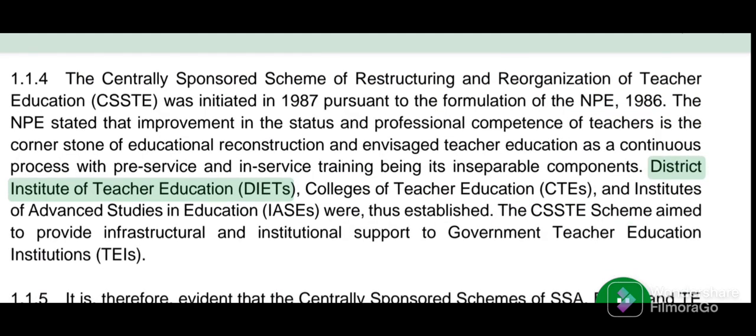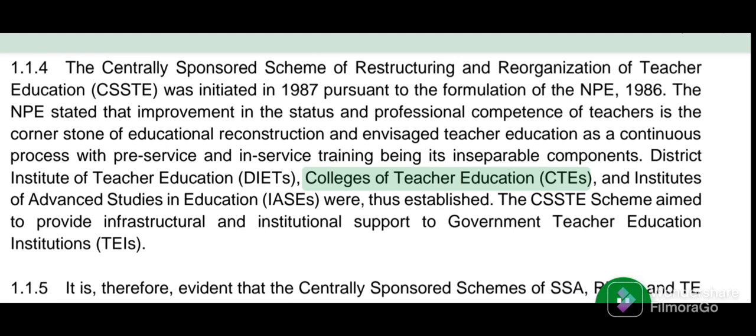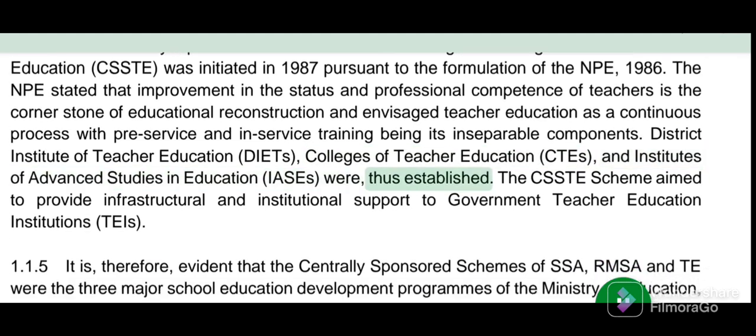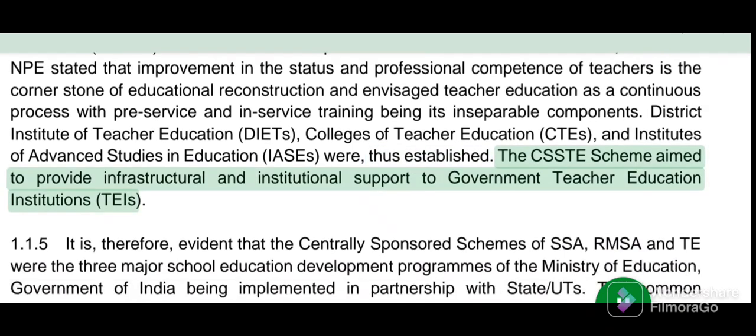District Institutes of Education and Training (DIETs), Colleges of Teacher Education (CTEs), and Institutes of Advanced Studies in Education (IASEs) were thus established. The CSSTE scheme aimed to provide infrastructural and institutional support to government teacher education institutions (TEIs).